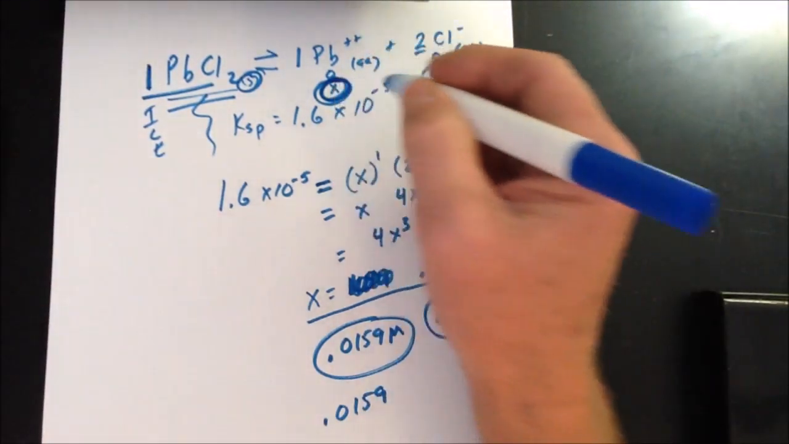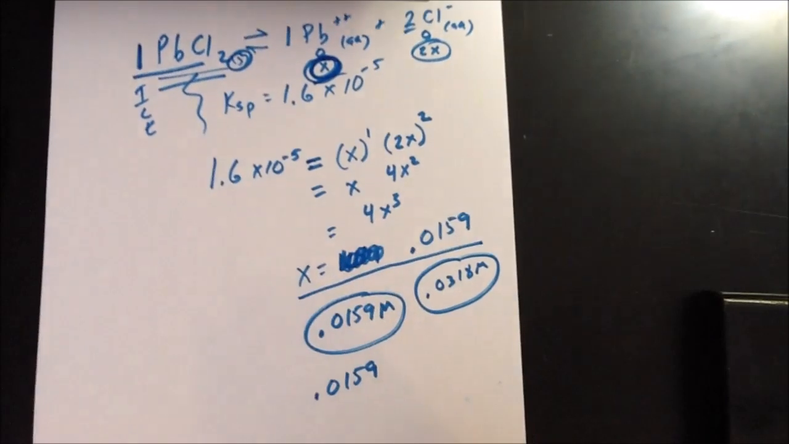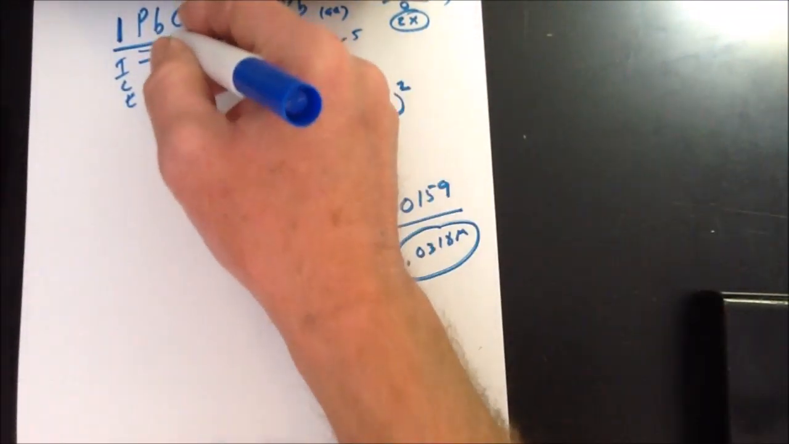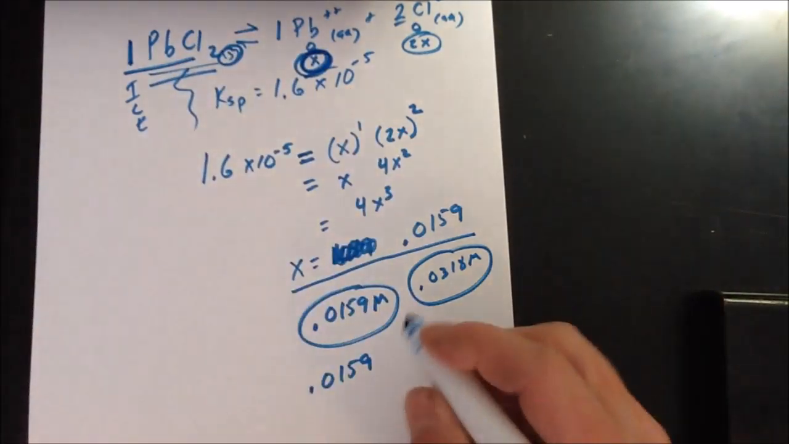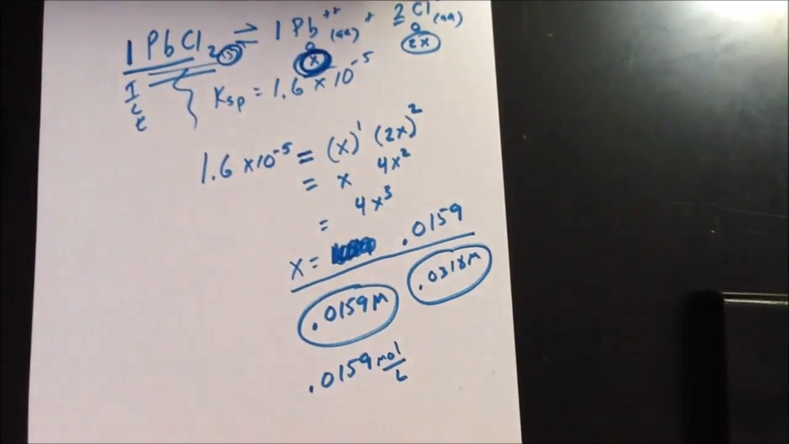But as I said, 99.9% of the time when you solve for x, you get the molar solubility of the solid, with one exception. It's not molarity, because now we're talking about the molar solubility of the solid lead chloride, so it's 0.0159 moles per liter.